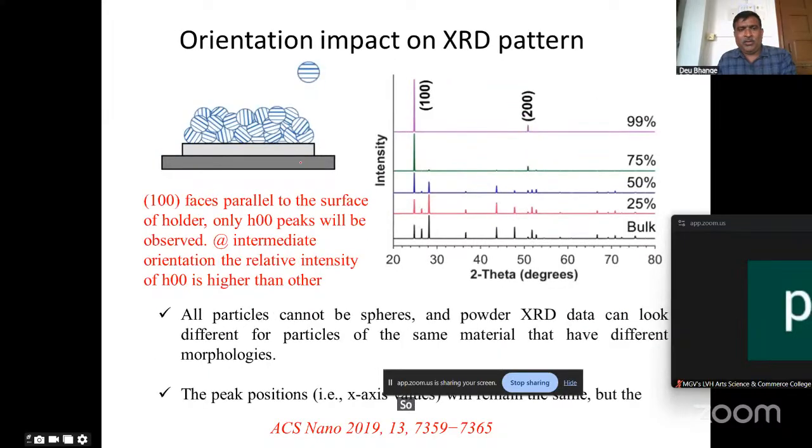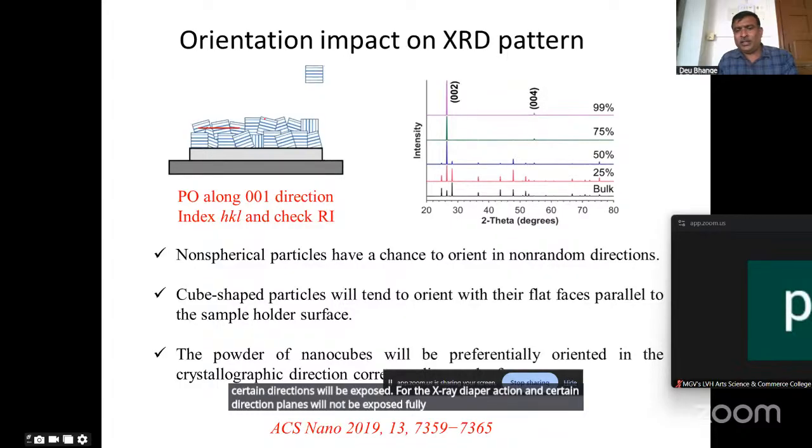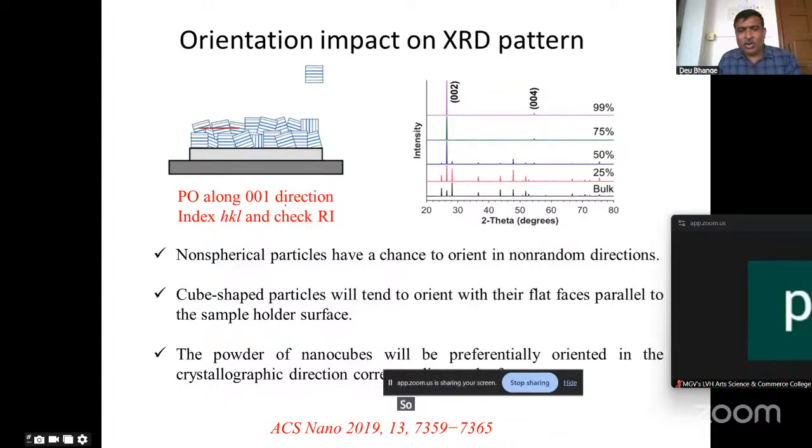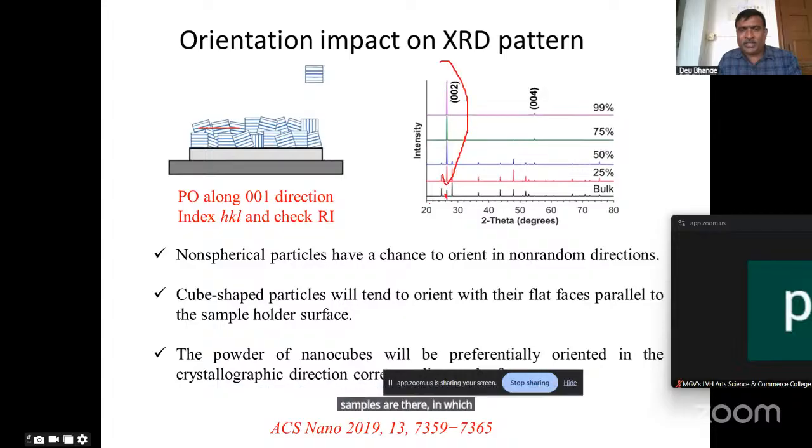If you have spherical particles in powder XRD, there will be no problem. But if you have samples like this one, rod-like samples, certain directions will be exposed for the X-ray diffraction, and certain direction planes will not be exposed fully to the incoming X-rays. So this is zinc oxide. You can see that all these samples are zinc oxide, but there are samples in which rod-shaped geometry is there. So only the intensity of the middle peak is enhanced.